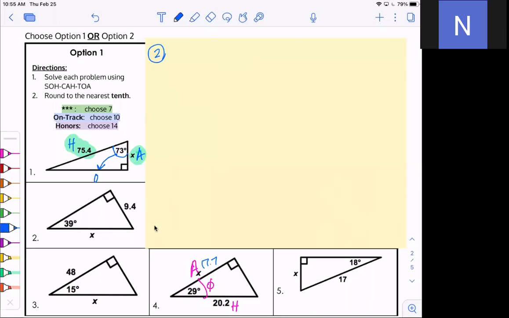Do I tell you the equation or how I labeled it too? Label it first. Okay.